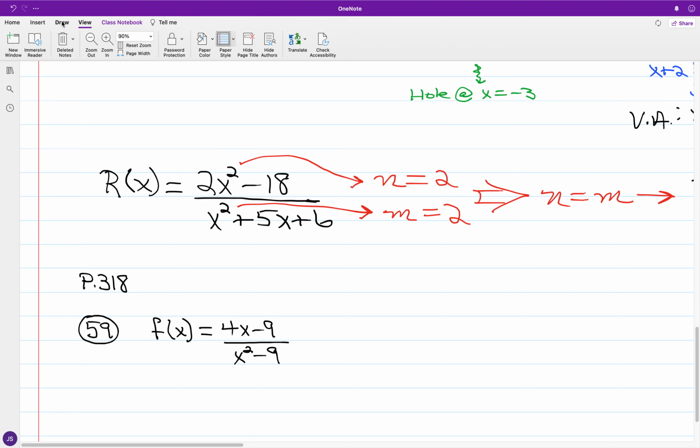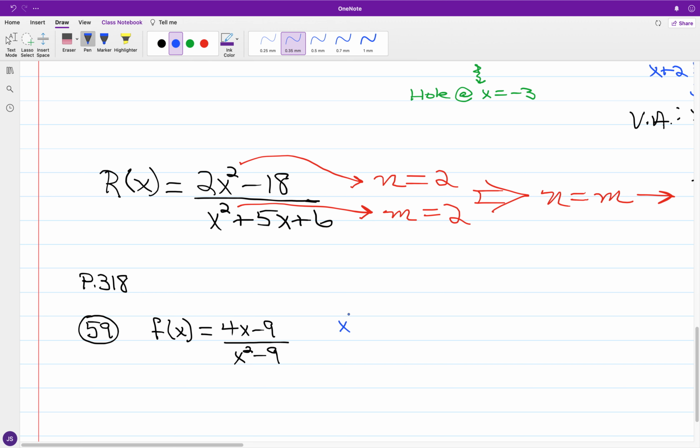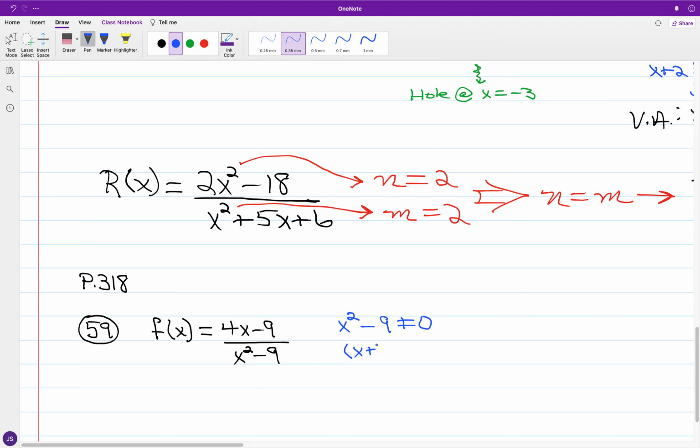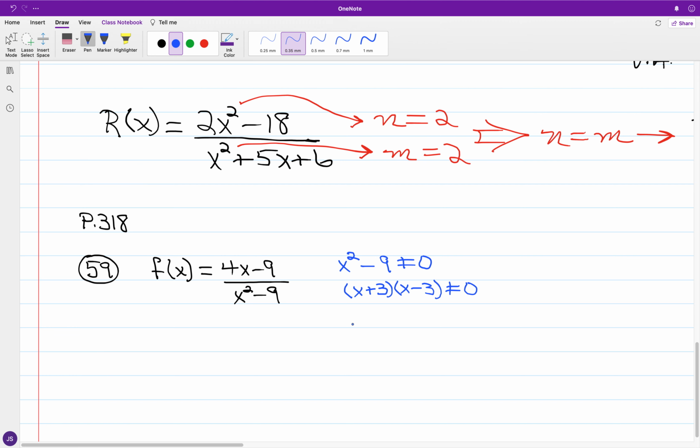Again, if we look for the domain, what the exclusions will be, we have x squared minus 9 cannot be 0. Now, looking at factoring, the quantity of x plus 3 times that of x minus 3 cannot be 0. From the factors, to keep the denominator from equaling 0, x cannot be -3, nor can it equal 3.